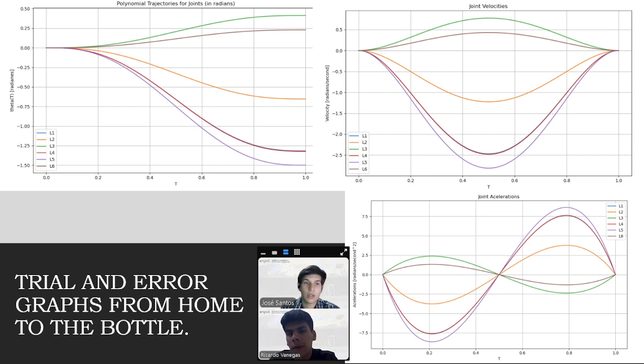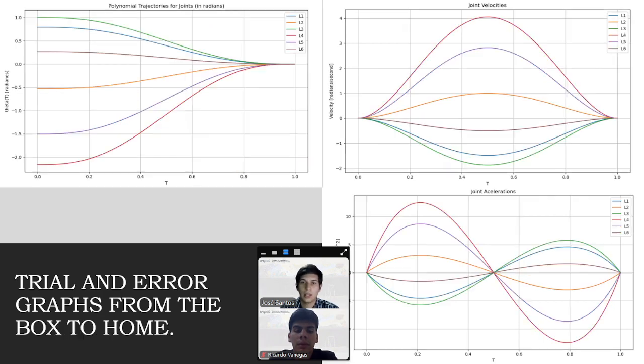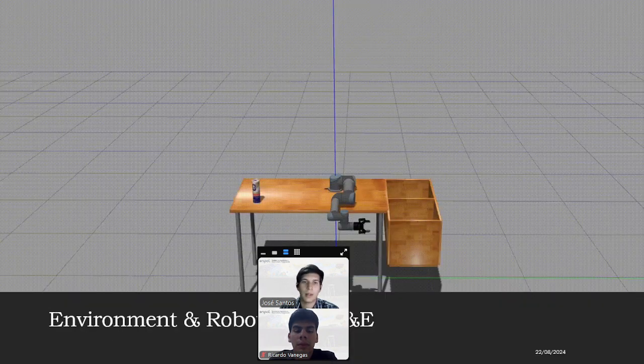So that's why we try an error method, where you can watch our polynomial trajectories and joint velocities and accelerations from home to the bottle. Here we can watch the bottle to the box and box to home.